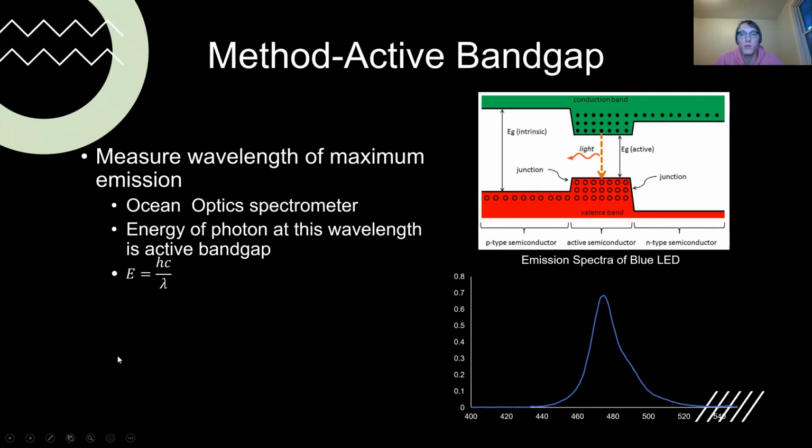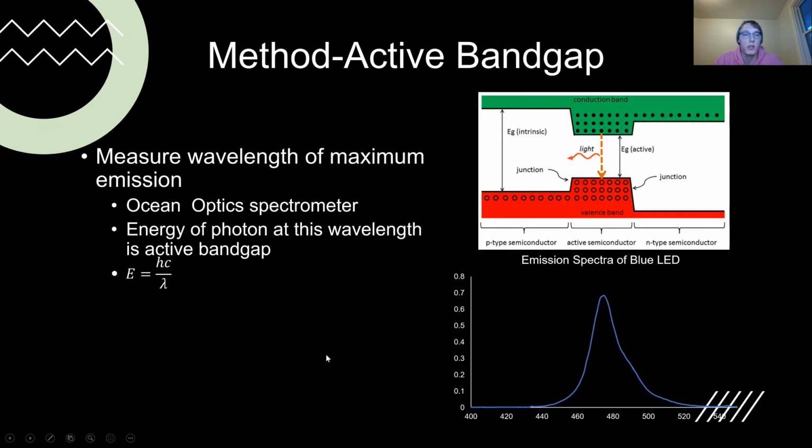So the first method was for the determination of the active bandgap. Essentially, all that was done was the wavelength of maximum emission was measured using an Ocean Optics spectrometer. An example graph can be seen on the bottom right here.